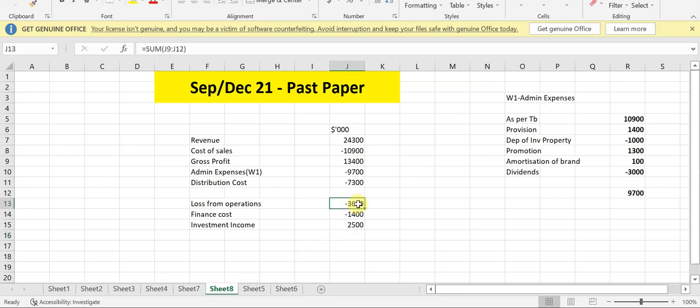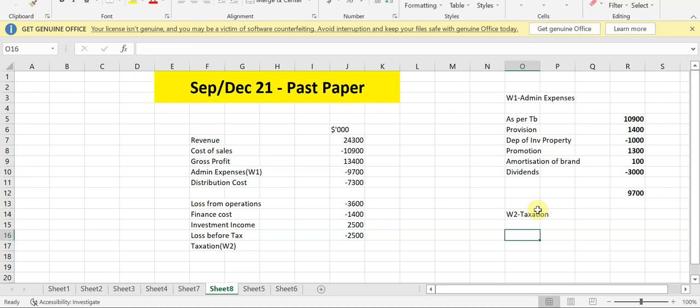Then we can do from here profit before tax, so it's a loss before tax. Then we have the taxation figure. Now for the taxation you can do working number 2, working 2 of taxation. You can do it in the brackets as well.